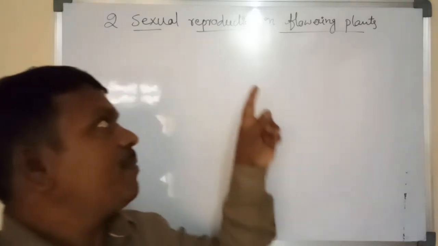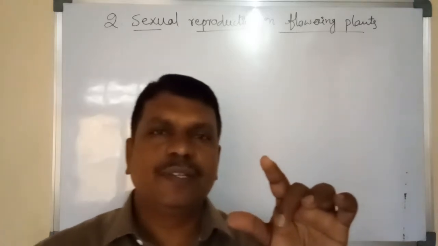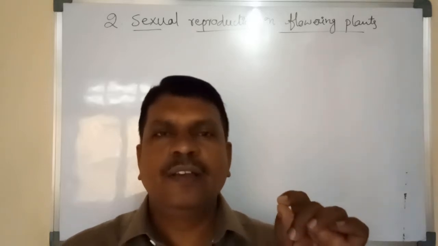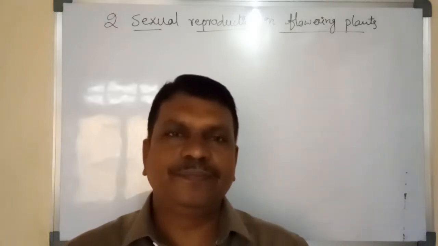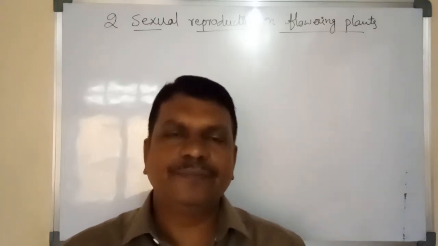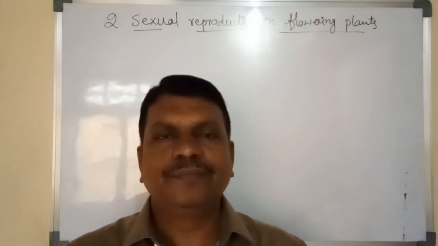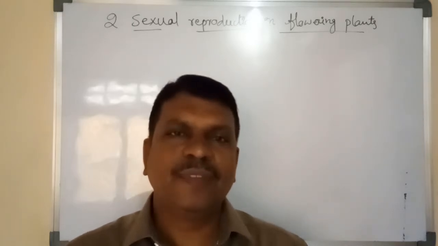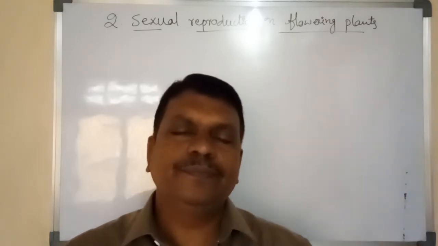Sexual reproduction in flowering plants. In this chapter, what are the main concepts? First, flower. What is a flower? What are the parts in a flower? What are floral appendages? Next, what is male character? Then female character. Male character: stamen, microsporangium, pollen grain, structure of pollen, and what are the types of layers present in pollen.